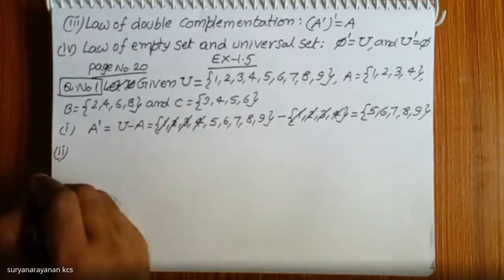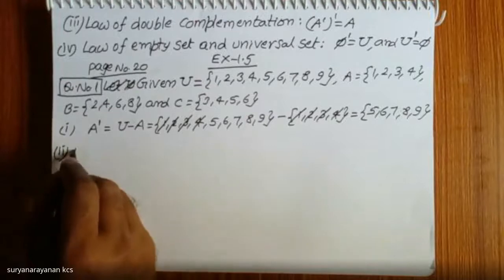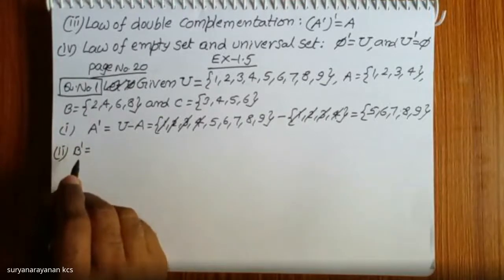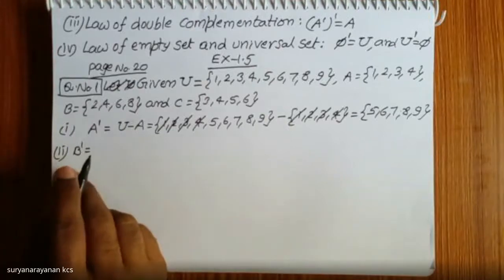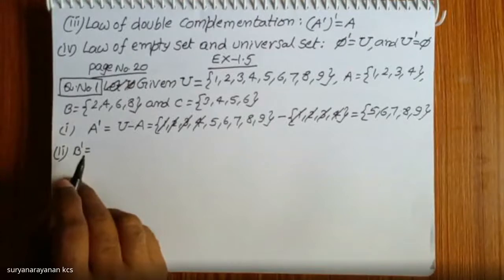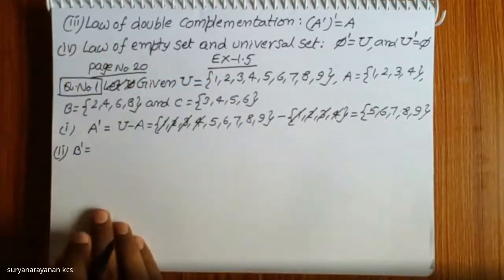See, the second one, B complement. What is the formula for finding B complement? What is the formula for B dash? So universal set minus set B.